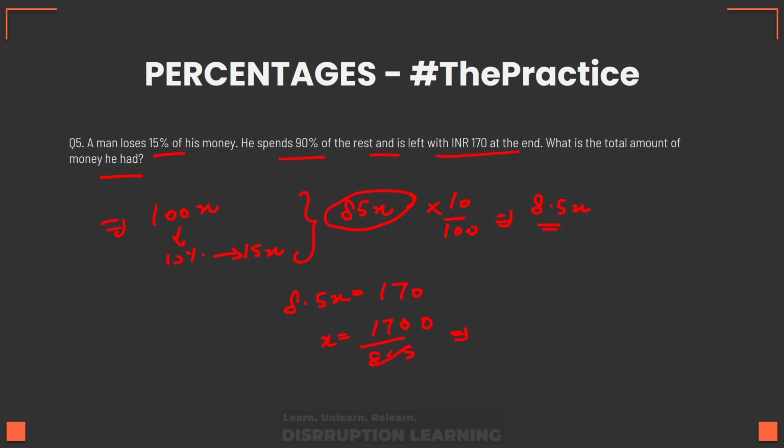This is 2, this is 0, 20. So x is 20, right? If x is 20, then 100x is 100 into 20, 2000. So the total amount he had is 2000. This was probably the easiest question so far.